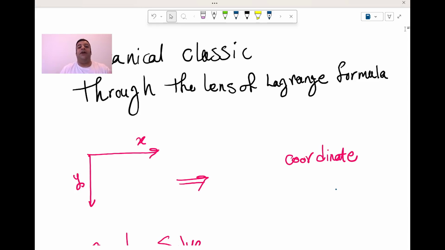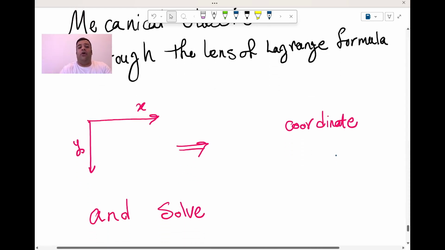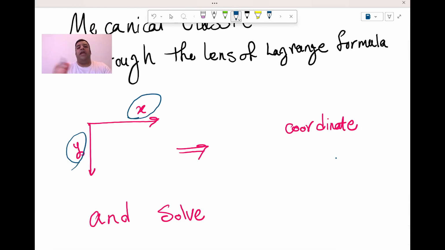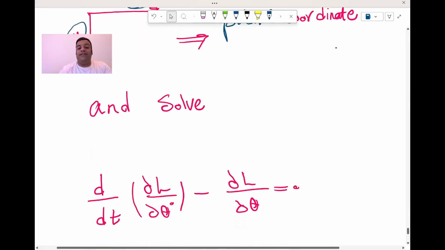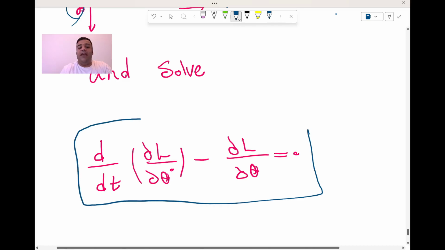In this section I'm going to discuss classical mechanics through the lens of the Lagrange equation. What is the meaning of this exactly? When you have classical mechanics, you are in the Cartesian coordinates, x, y, z. But if you are going to solve these questions with the Lagrange equation, you must first go to polar coordinates, and after that you solve this equation.